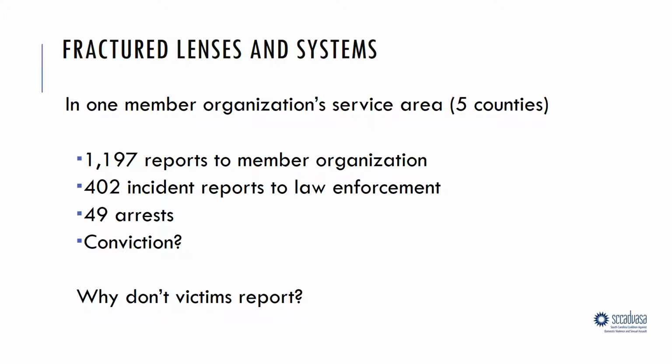This difference in lenses becomes more visible when we contrast requests for services from a rape crisis center with the attrition of cases through the criminal legal system. In these data, you can see that 1,197 clients were provided with services at one of our member organizations serving 5 counties. This contrasts with 402 incidents reported to law enforcement within those counties, which resulted in only 49 arrests. We do not have data on convictions, as many of these cases are either dismissed or pled down, but convictions for sexual assault are extremely rare.